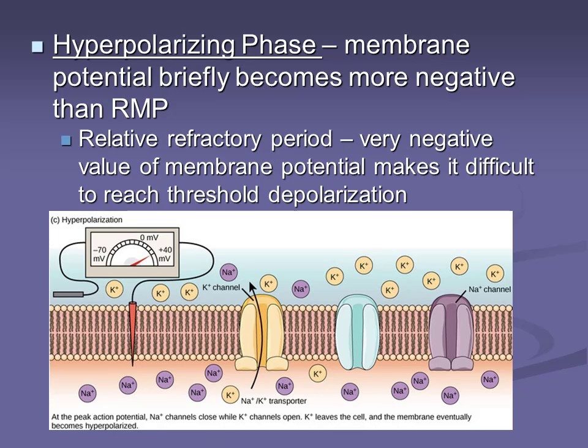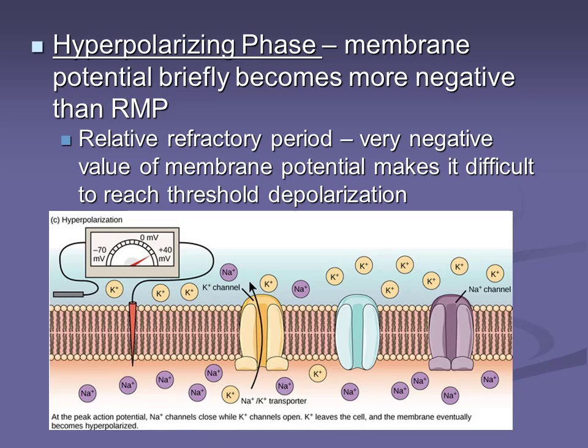Now, during the hyperpolarized period, that's when we possibly could have another action potential, but the stimulus to get it started is going to have to be a lot stronger. Because now, instead of going from minus 70 to minus 55, what changes that? Is that 15 millivolt change? We got to go from minus 90 to minus 55, so a 35 millivolt change. You see how it's got to be stronger?